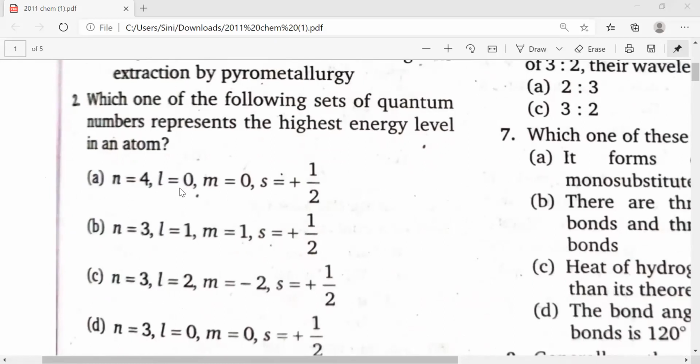Which one of the following sets of quantum numbers represent the highest energy level in an atom? Let me know your answers. Okay, I got one answer as A. Good. But how?